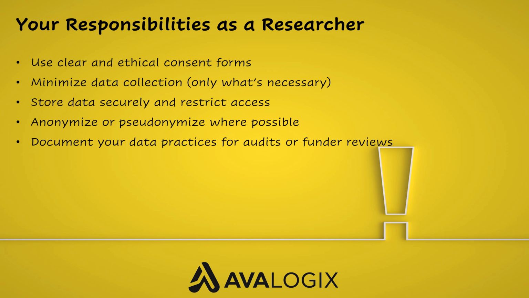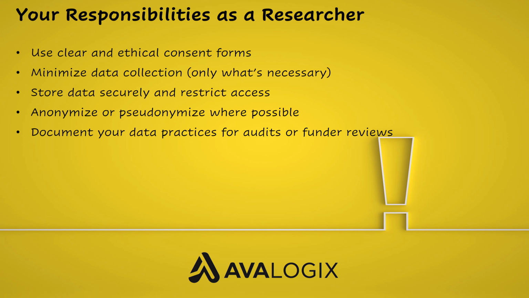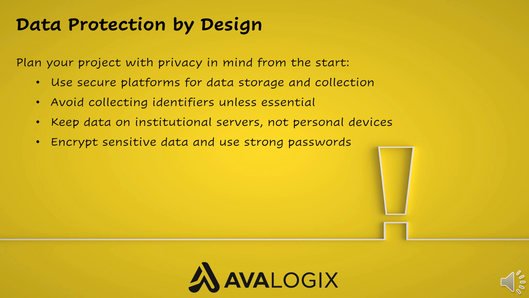That means obtaining clear, written consent using ethical forms approved by your institution. You should also collect only what you need, store it securely, and restrict access to authorized team members. Where possible, anonymize the data and document your processes for transparency and institutional review. Data protection isn't something you add later. It should be built into your research from the beginning.